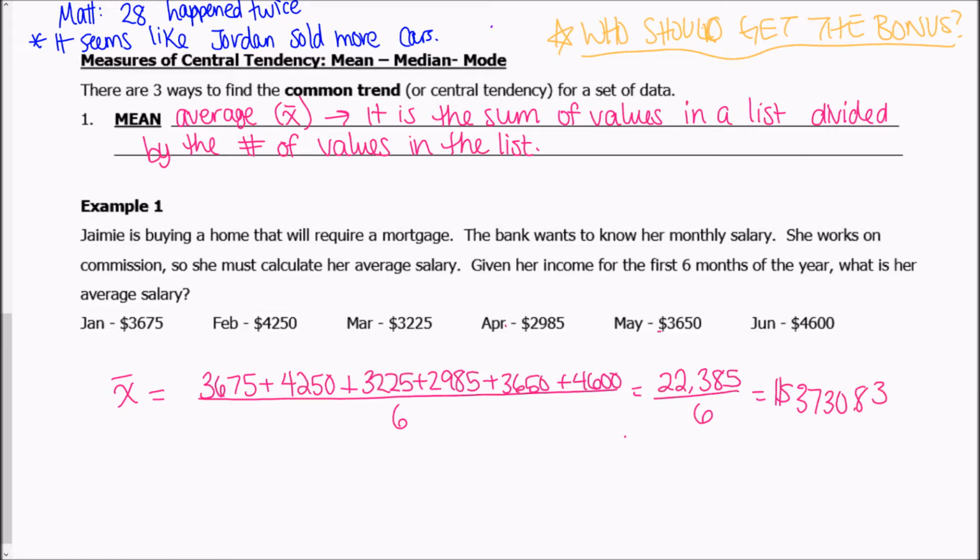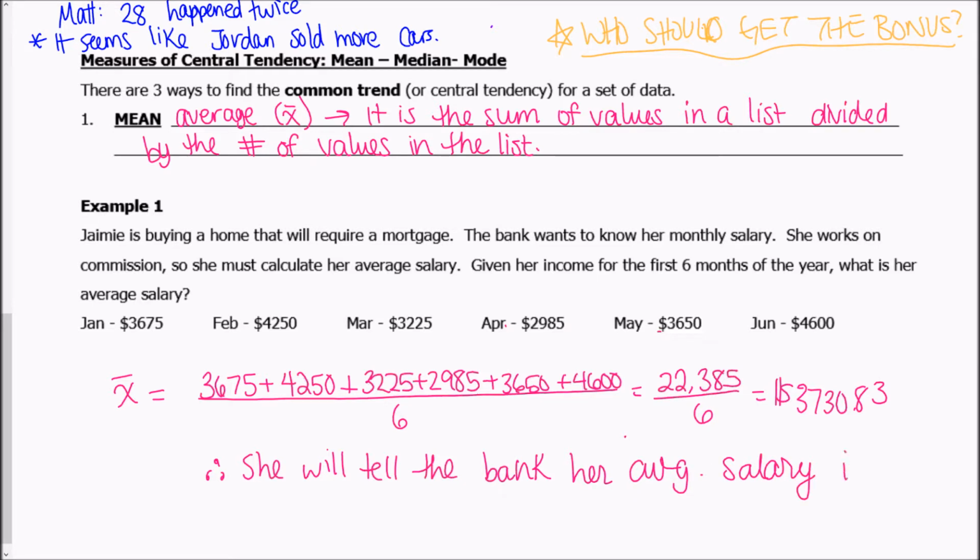So we can say, therefore, she will tell the bank that her average salary is $3,780.83 per month. Okay? All right, so that's the mean.